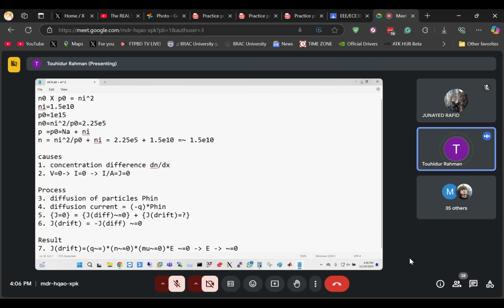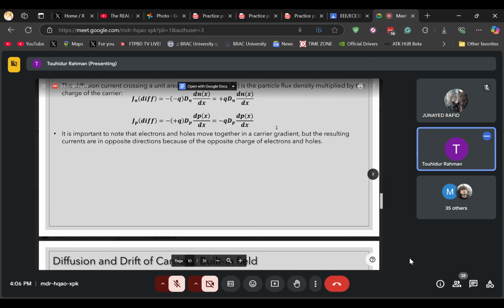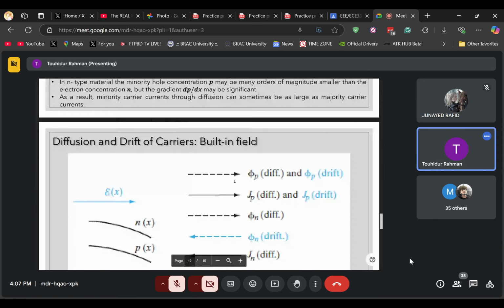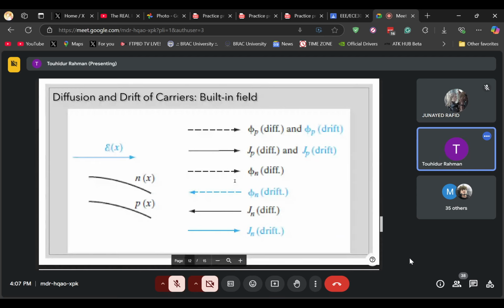Okay, if not, let's move on. I think it's already 4:10, so we need to get this done as soon as possible. So now we understand the origin of the built-in electric field.